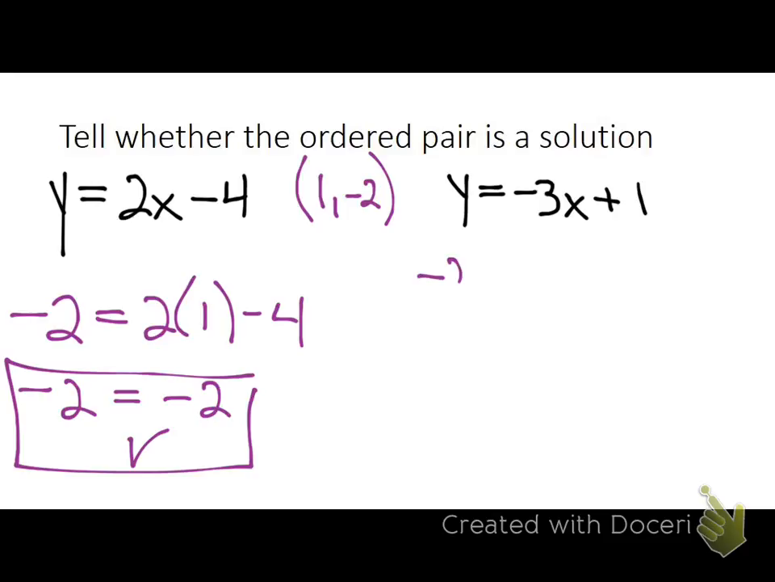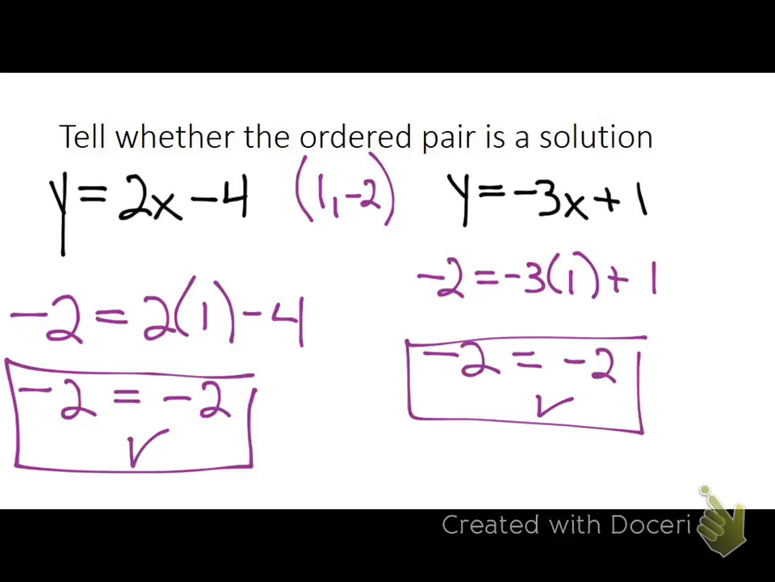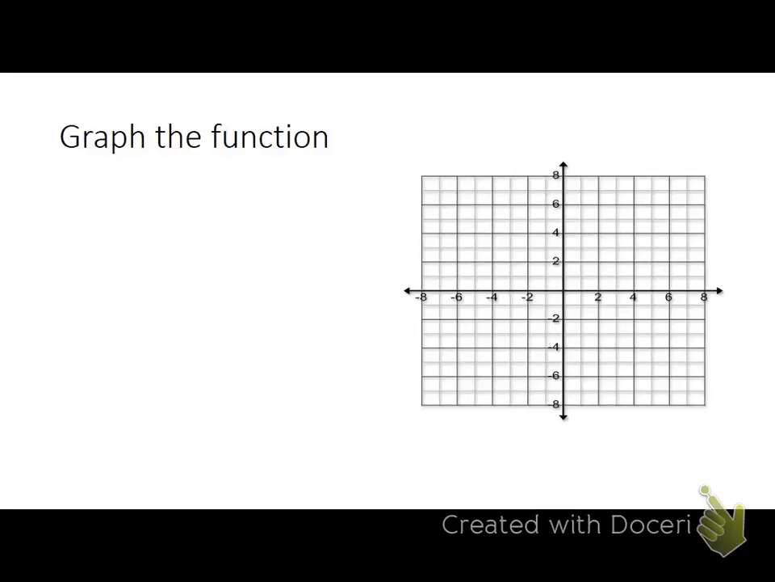Okay, so now negative 2 equals negative 3 times 1 plus 1. So negative 2 does equal negative 2, so that part checks out. So there's my work. My answer is a simple yes. But a yes or no answer on your quiz does you no good. You have to have the work to back it up. All right, so that's how we tell whether it's a solution.